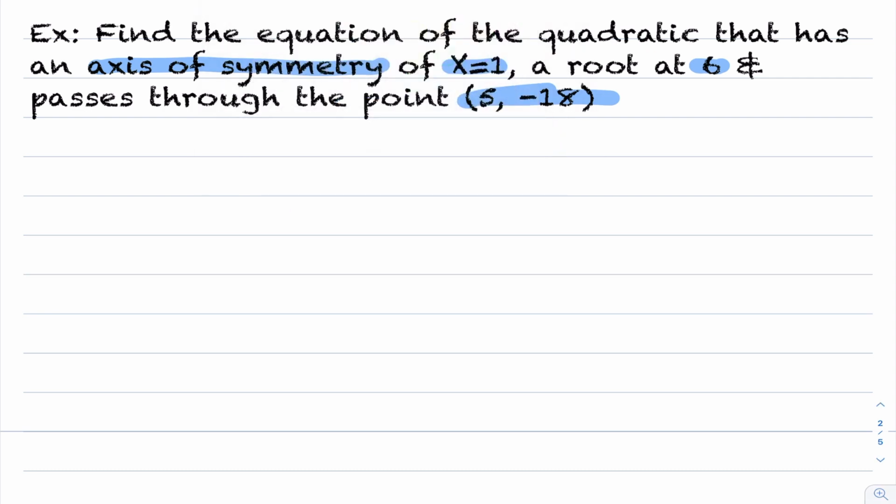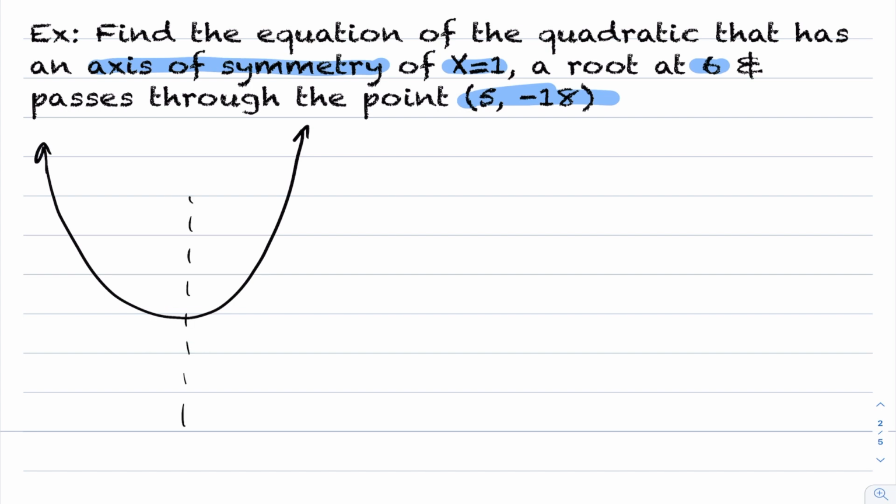So there's a little more going on in this question. First of all, they gave us the axis of symmetry at 1. So how can we use this to actually find our equation? Well, what do we know? I don't know whether this quadratic opens up or down. We can talk about that later, but let's say it does open up, for instance.